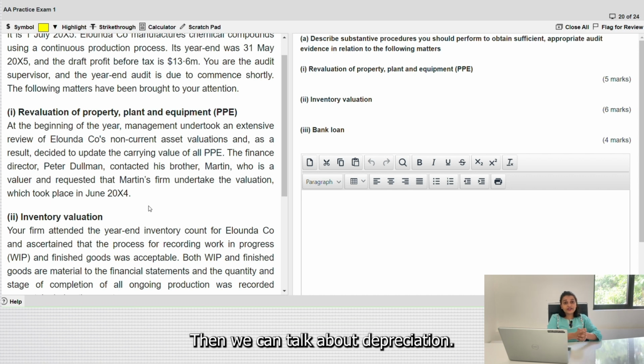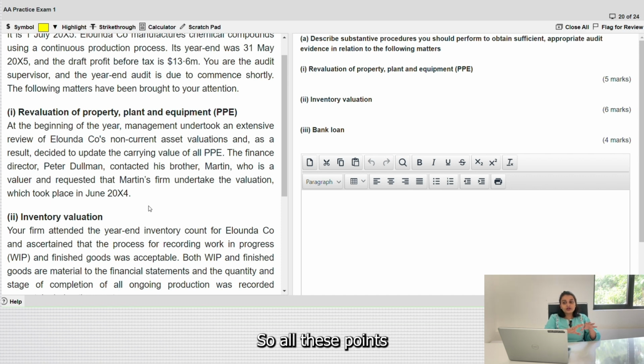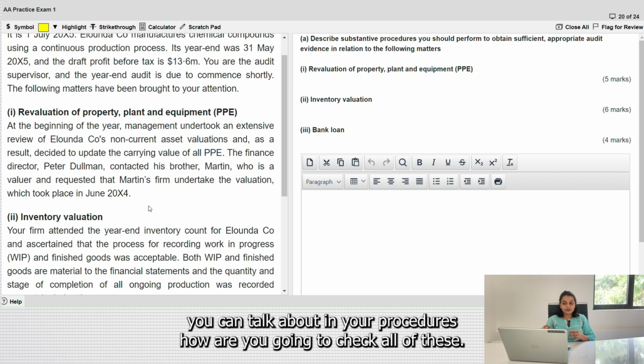Then we can talk about depreciation. So we know even after revaluation, depreciation has to be calculated. So all these points you can talk about in your procedures. How are you going to check all of these?